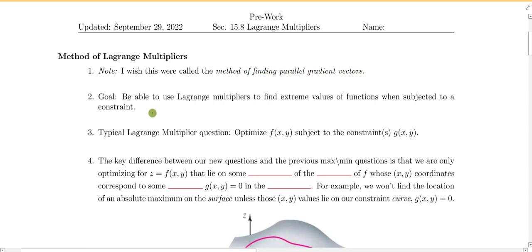And so our goal is to use this new method to find extreme values of a function when subject to a constraint. So we need to explain what we mean when we say subject to a constraint. Okay. So just before we get going, the typical problem will state something like this: optimize a given function, that's our objective function, but we're going to be restricted by certain constraints.